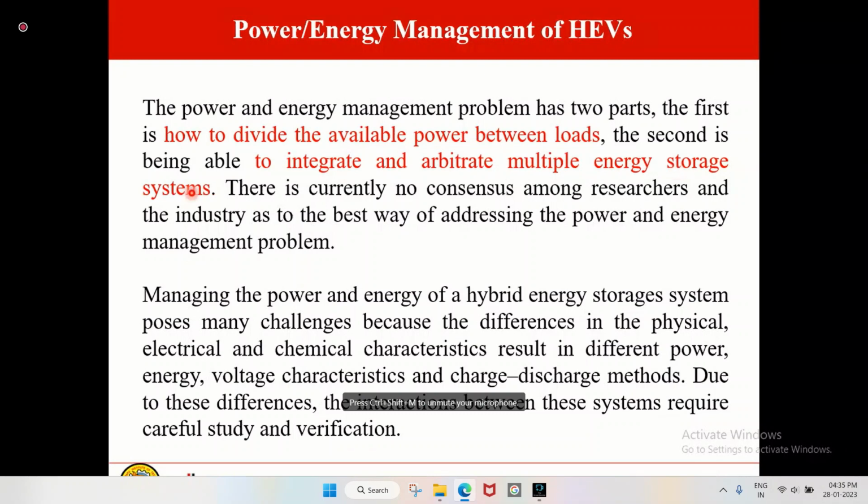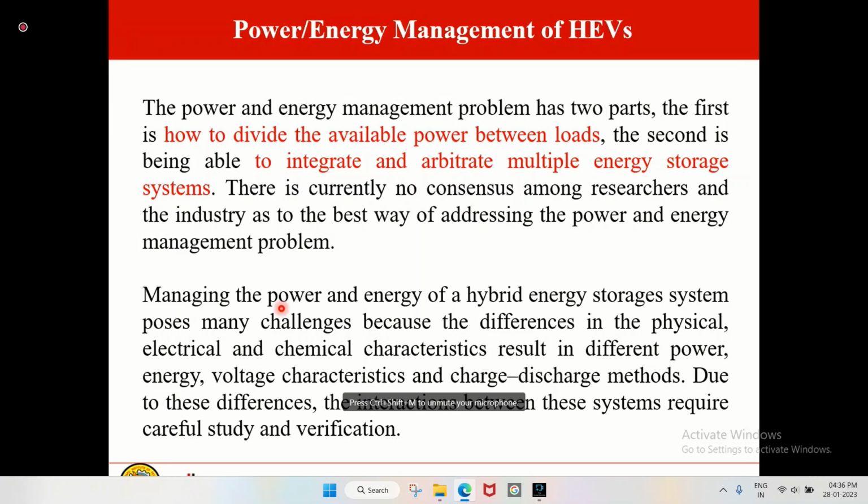multiple energy storage systems. However, this is a very important line: there is currently no consensus among researchers and the industry as to the best way of addressing the power and energy management problem. So the point is, as a hybrid vehicle manufacturer, you want to regulate and manage the power or energy, but how do you do it? There is no one common rule, right? So you can have your own strategy, and that is at the heart of designing the control strategy, right?